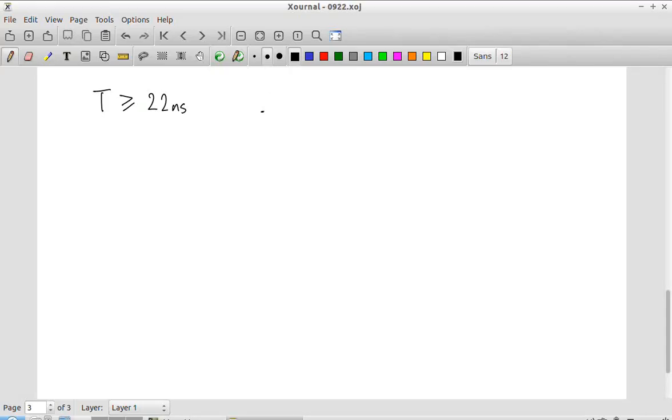Okay. So what does that mean? It means that you are giving some kind of a square wave clock pulse, and the time period of this pulse is T. Right? This must be greater than or equal to 22 nanoseconds. What does that imply for the frequency of the clock?